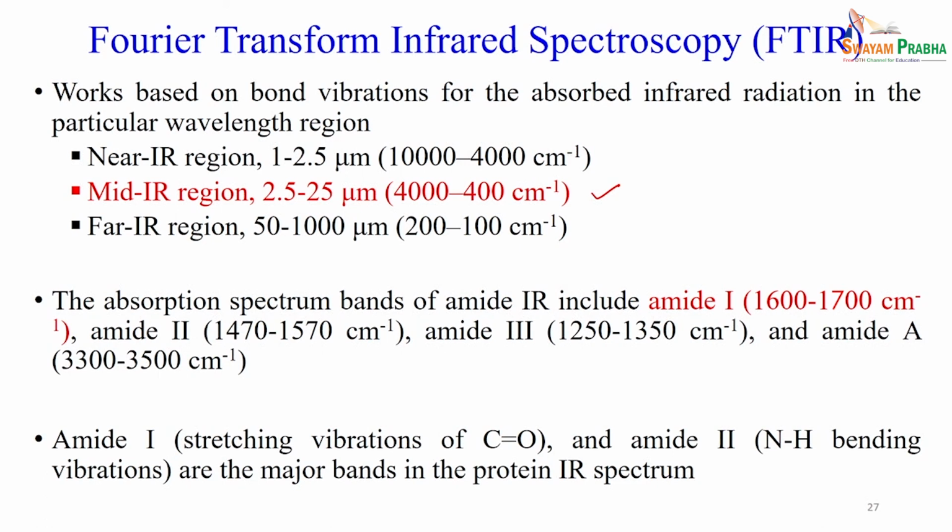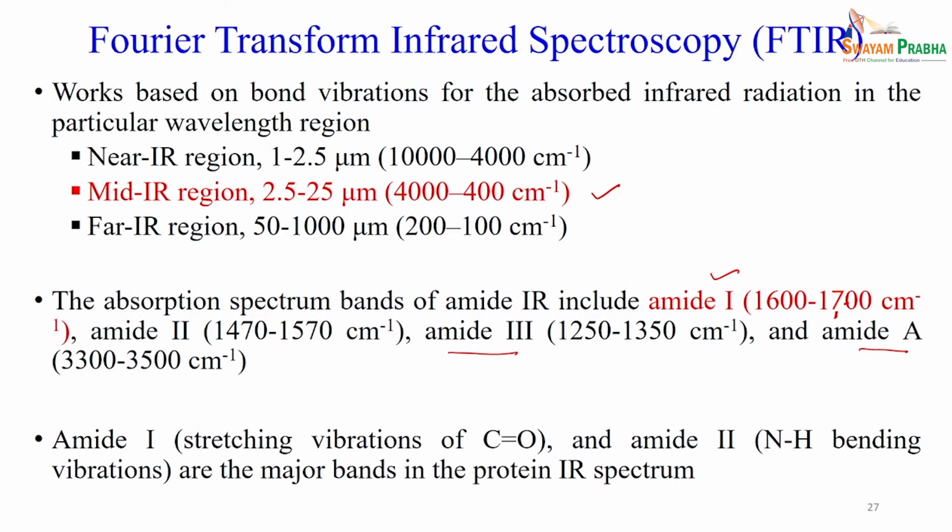So, typically for the protein in this particular mid IR region, we have the amide 1 region 1600 to 1700, then amide 2 region 1470 to 1570, amide 3 region 1250 to 1350, and amide A region 3300 to 3500 centimeter inverse.